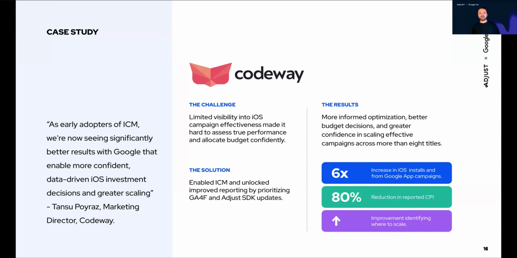The first case study here is from our client Codeway. This case study shows a very common situation. The team had limited visibility into their iOS campaign effectiveness, which made it hard to assess the true performance and allocate the budget confidently. But after enabling the integration, the solution gave them a clearer, privacy-aligned view of campaign impact. The results were meaningful: a 6x increase in iOS installs attributed from Google App campaigns, more confidence in budget allocation and optimization, and clearer signals on where to scale.